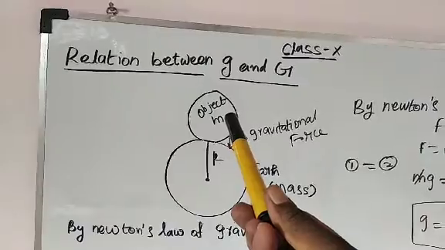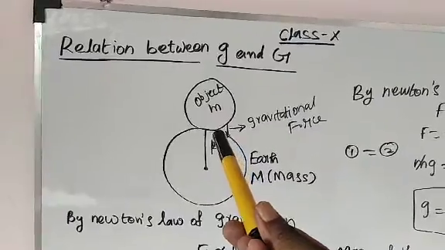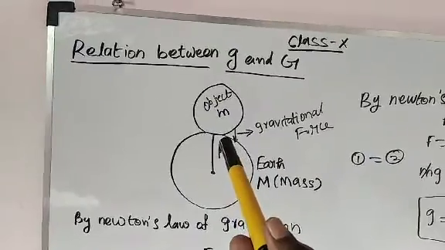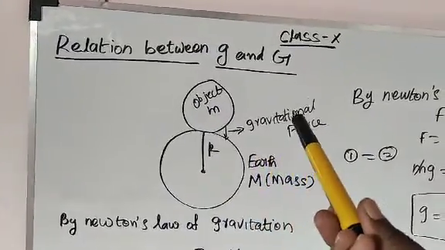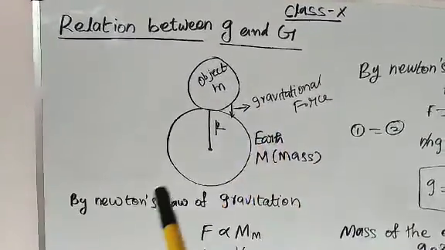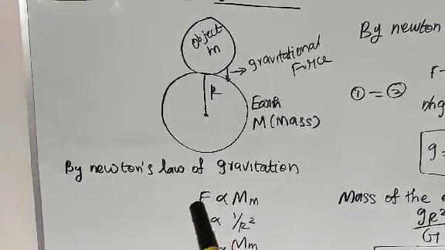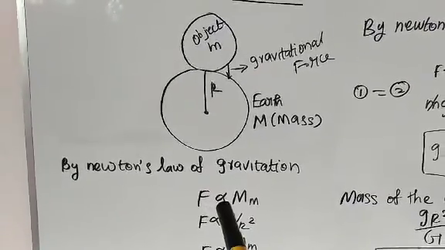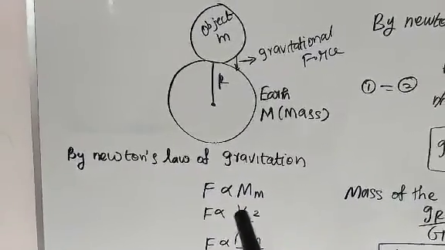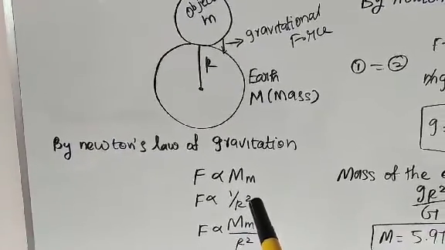Consider a body of mass small m placed on the surface of the earth. In between the object and the earth, some attraction force is acting. The attraction force is called gravitational force. By Newton's law of gravitation, force is directly proportional to the product of the mass of the earth and the mass of the body, and force is inversely proportional to the square of the distance.